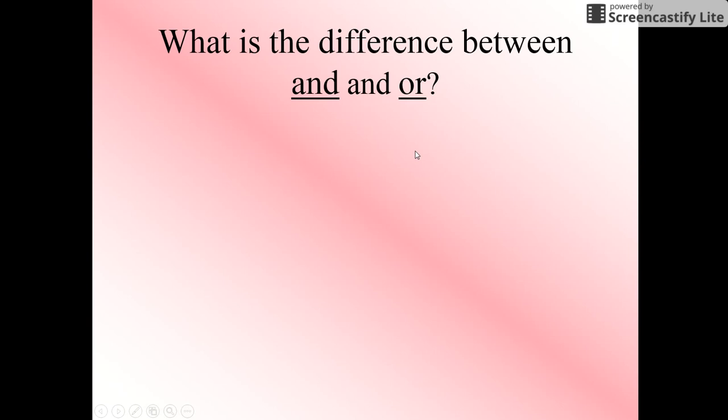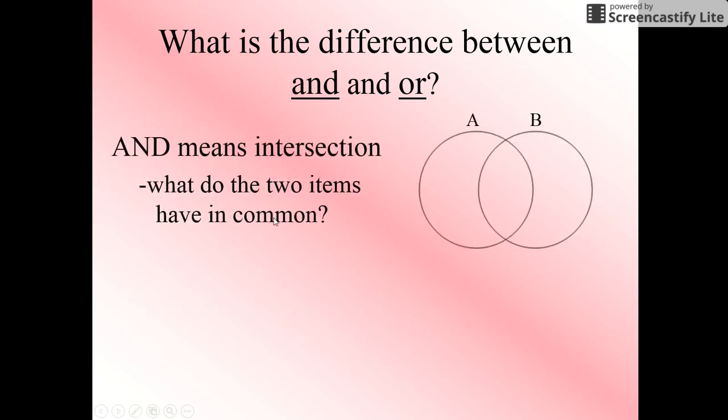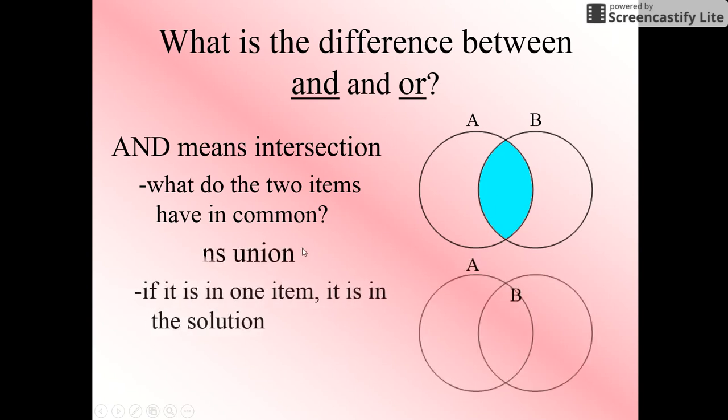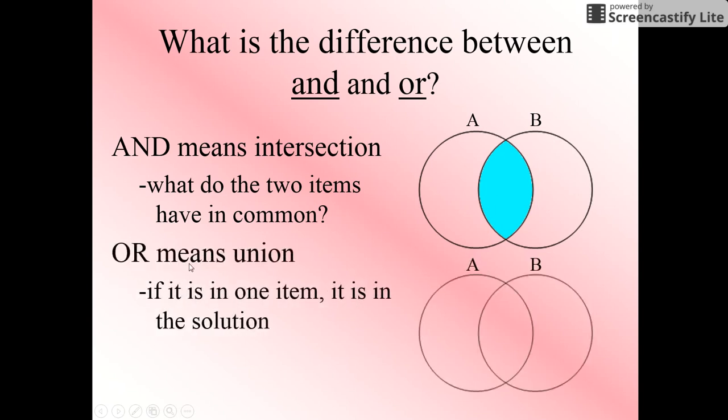What's the difference between an and or? An and means intersection. What do the two items have in common? If you have item A and item B, what do they have in common? Only this section here in the middle. Or means union. If it is in one item, it's in the solution.